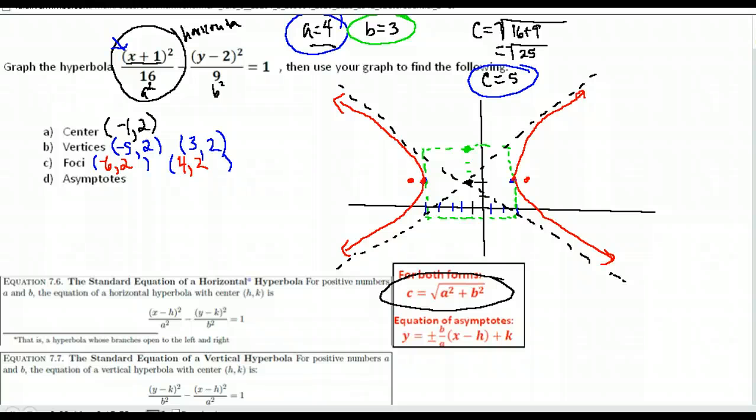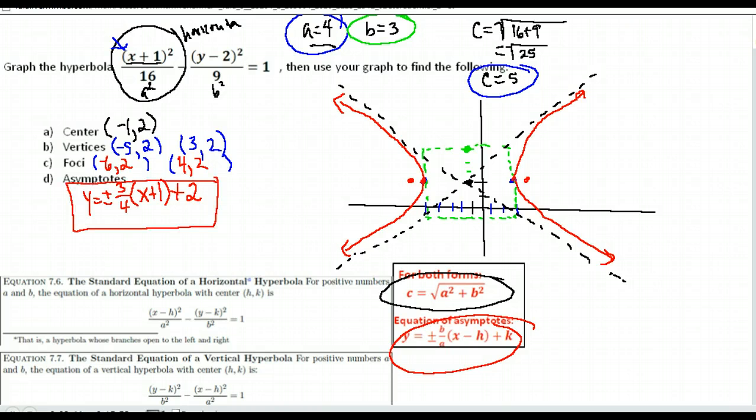For the equation of our asymptotes that they wanted, it's supposed to be y equals plus or minus b over a. B was 3 and a was 4. That doesn't reduce at all. Times x minus the x-coordinate of our center, which would give us x plus 1, since x minus -1 would be a plus. And then plus the y-coordinate of our center, which was 2. So there is our answer.